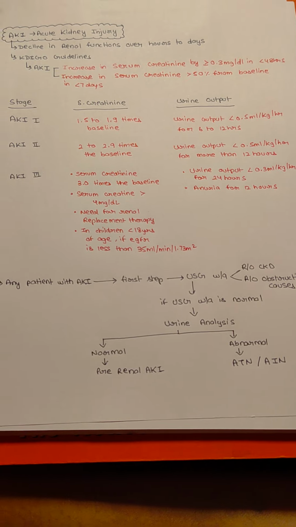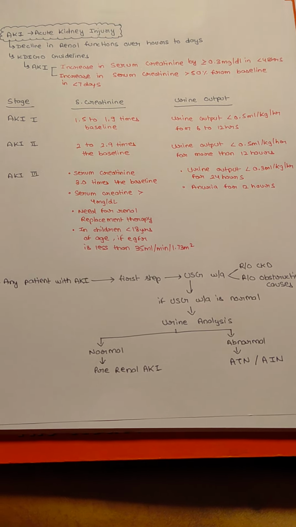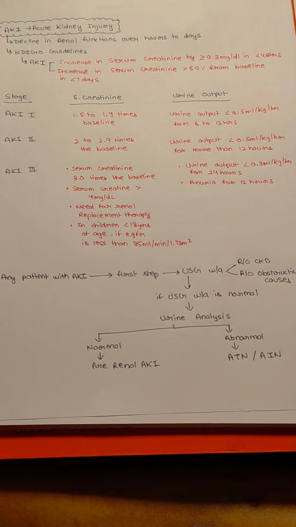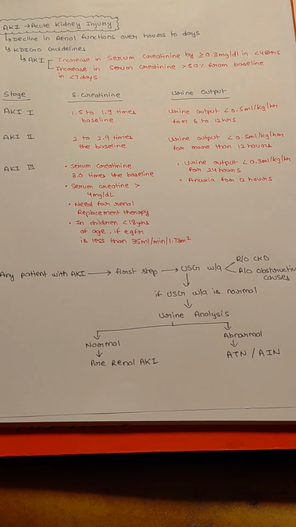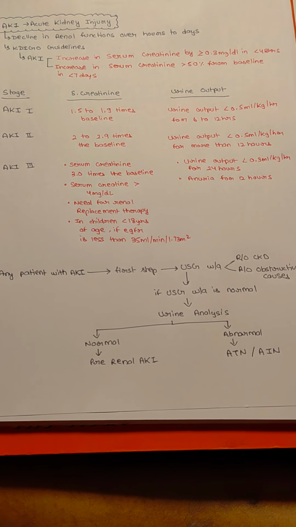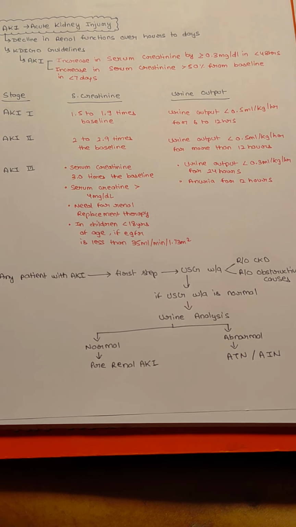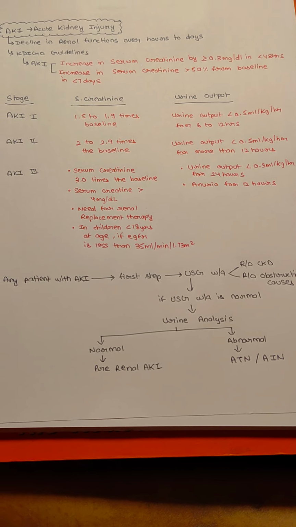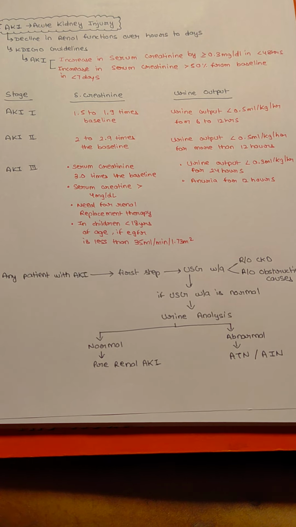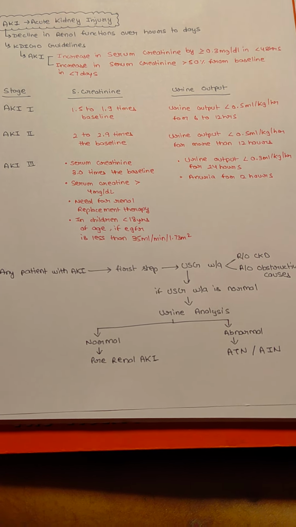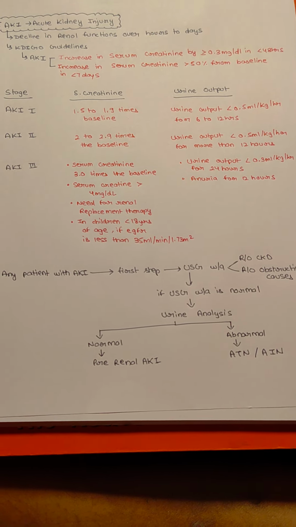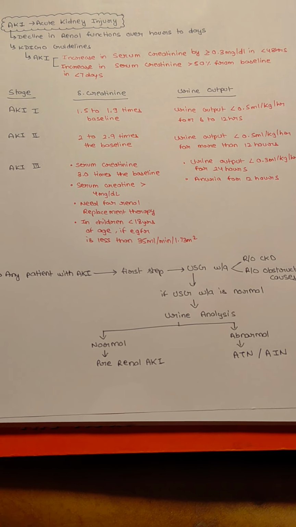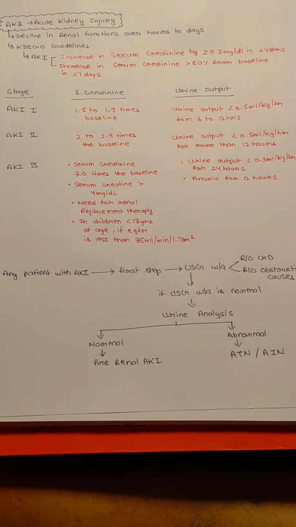Okay, so there are various stages of AKI. So the first stage, according to KDIGO, the serum creatinine should be 1.5 to 1.9 times the baseline. The urine output should be less than 0.5 ml per kg per hour for 6 to 12 hours. And AKI 2, the baseline creatinine you have to note, and from that you have to see whether the serum creatinine is rising 2 to 2.9 times, and the urine output should be less than 0.5 ml per kg per hour for more than 12 hours.